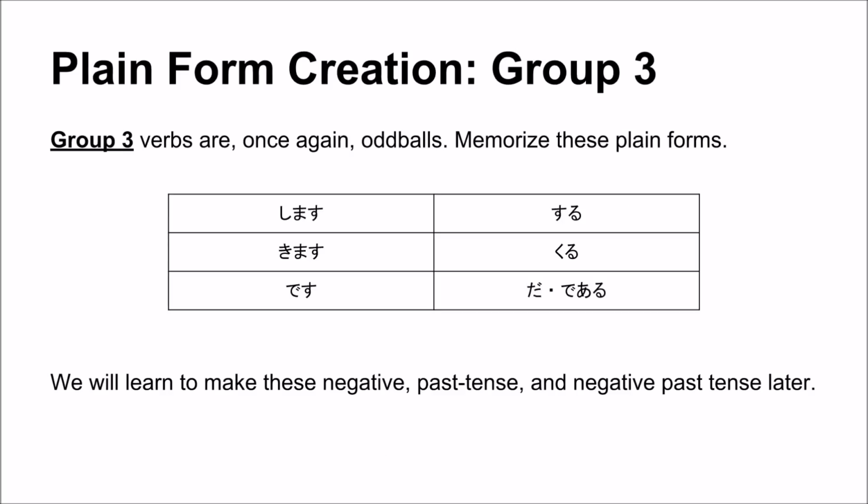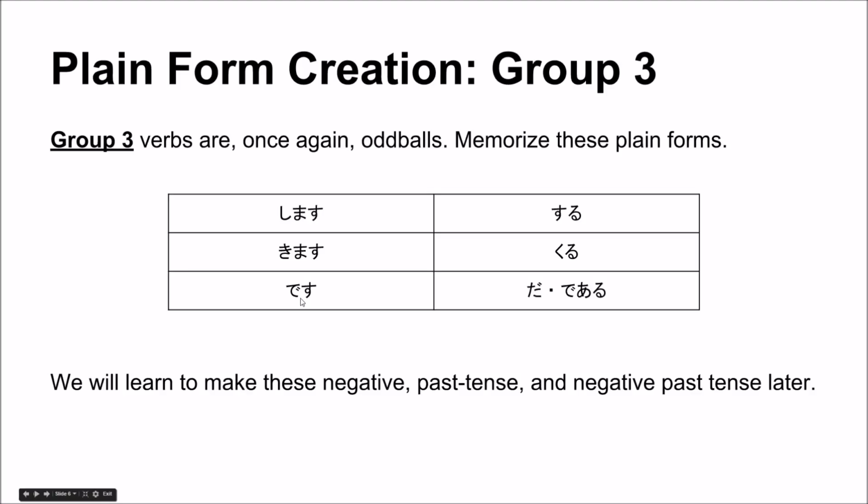Let's move on to actually making the plain form. Group 3 verbs. Remember, you should know how to do this. If you don't know it, boom, there's a link for you. Just as they've always been, group 3s are the oddballs. Just memorize these ones. Shimasu just is suru. Notice the shi turns into a su, then it's just ru at the end. Kimasu, the ki turns into a ku, and then there's just ru at the end.